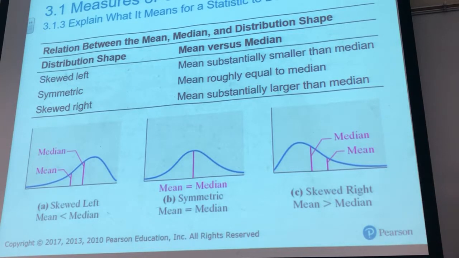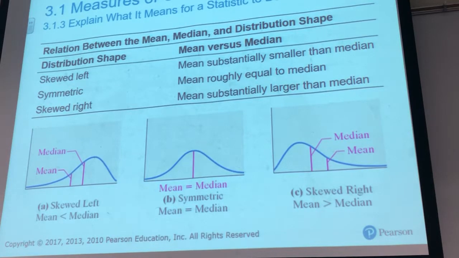So if you have something like this, this is where your tail is. That's where your skew is. And that's where your extreme values are, or your outliers. We're going to talk about outliers later. Those are your extreme values. They're going to be over here.